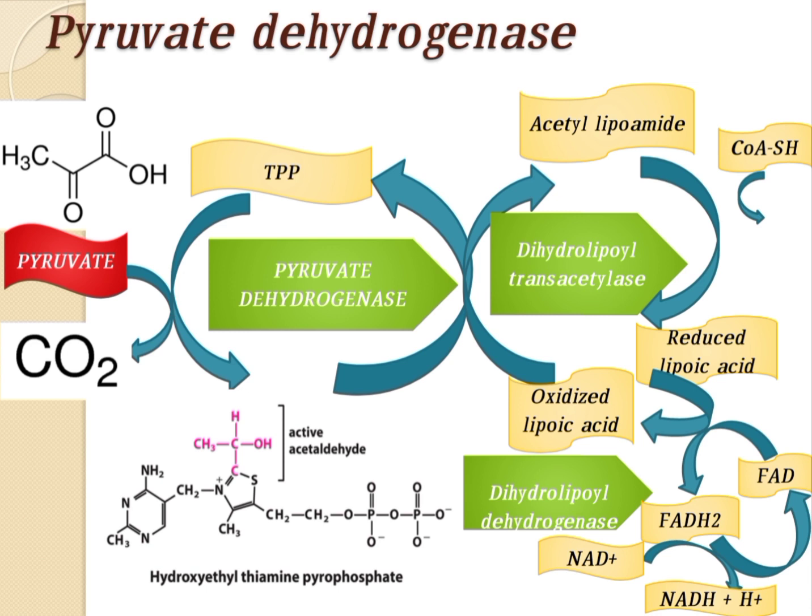Further, the oxidized acetyl lipoamide transfers its acetyl group to coenzyme A, forming acetyl coenzyme A, and itself gets converted into reduced lipoic acid. Now, this reduced lipoic acid is oxidized again by the enzyme dihydrolipoyl dehydrogenase by utilizing FAD molecule and thus converted into FADH2. But this FADH2 is then coupled by conversion of NAD+ to NADH. So finally, pyruvate gets converted into carbon dioxide, acetyl coenzyme A, as well as one molecule of NADH.